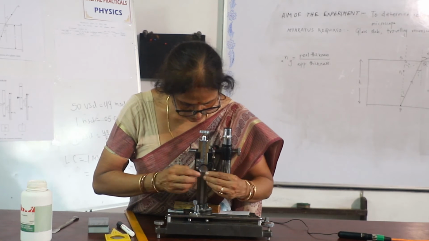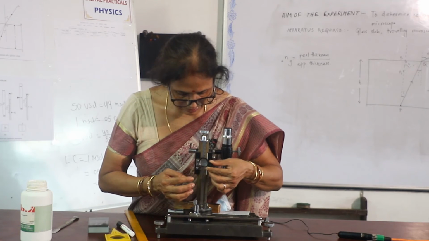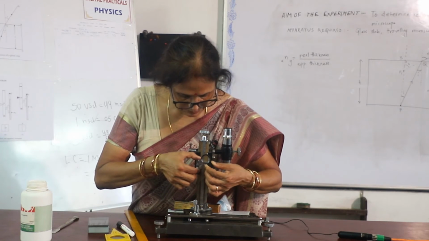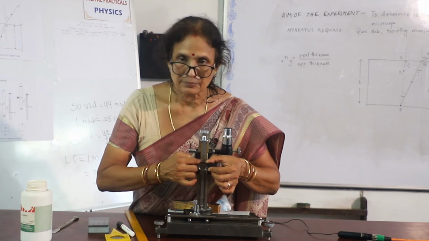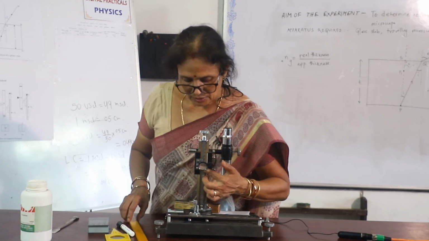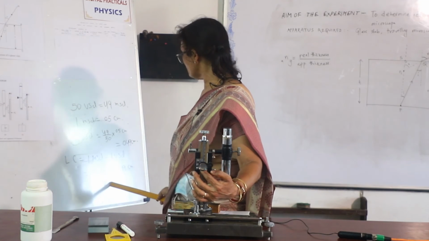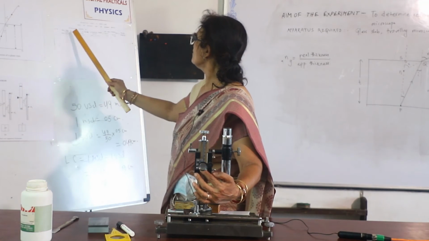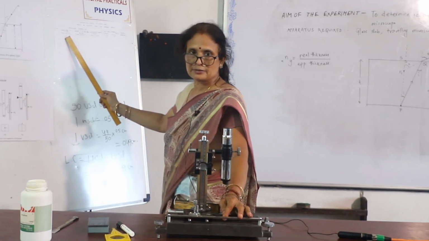If you cannot see, you will use a magnifying glass which is given here. Using a magnifying glass, you will find out of these 50 divisions, which division is exactly coinciding with the main scale division. That is vernier coincidence. And multiplied by least count. Least count already you have found, 0.001 centimeters. Then you got the position of the cross mark.